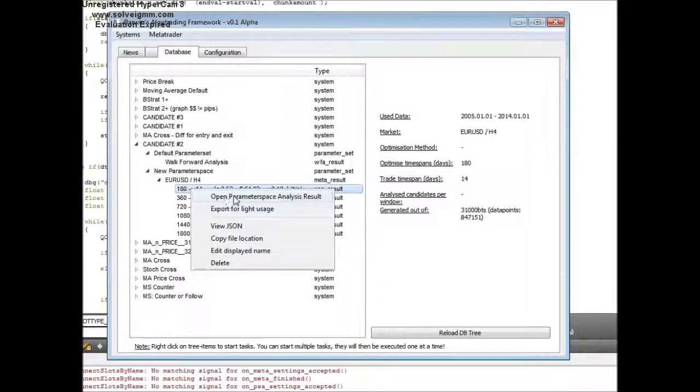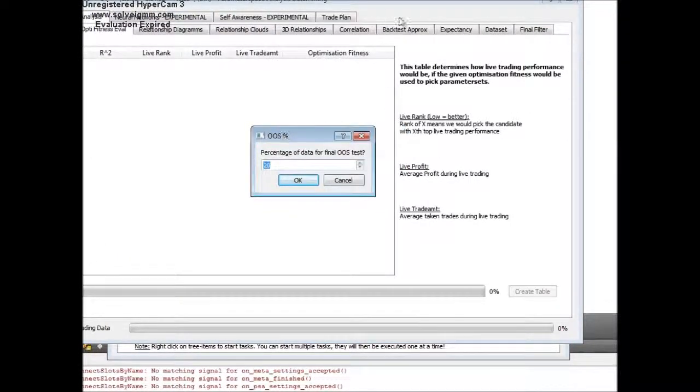Okay, now let's load this data. Here we will keep out of sample data. So when we do our analysis, we do it on 80% of all data and 20% will stay completely untouched.